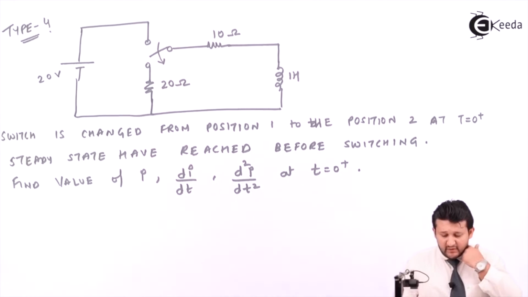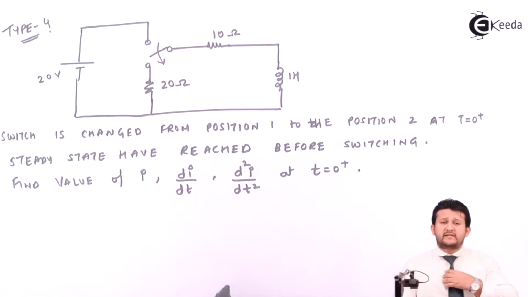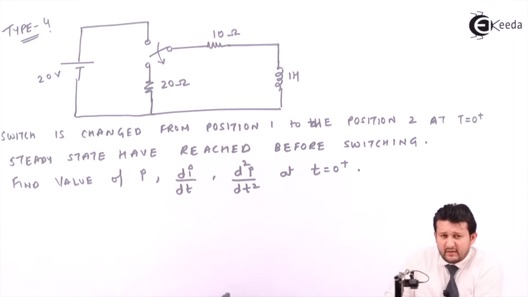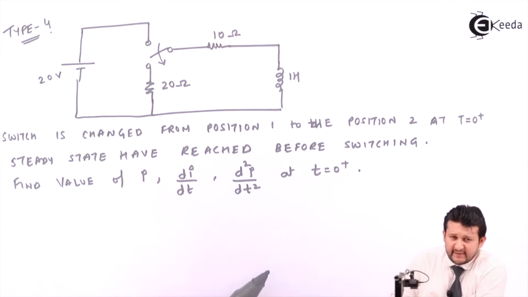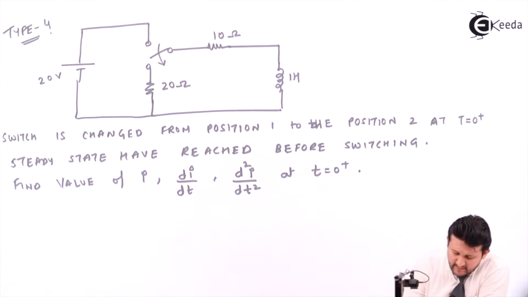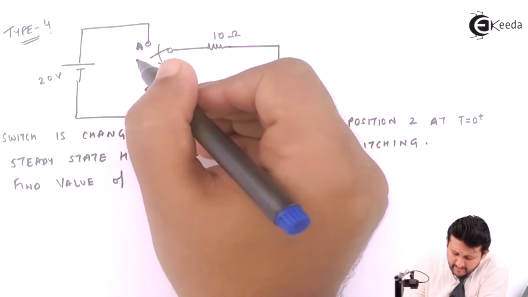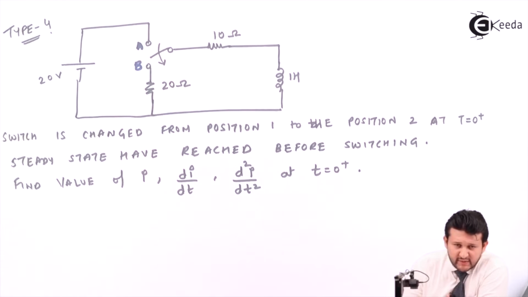My dear friends, you have a combination of resistor and inductor, but in this case you have a switch which has 2 points. So consider this as point A and point B. Wherever you switch it, you complete a circuit. That wasn't the case in type 1, type 2, type 3. So let's have a look.